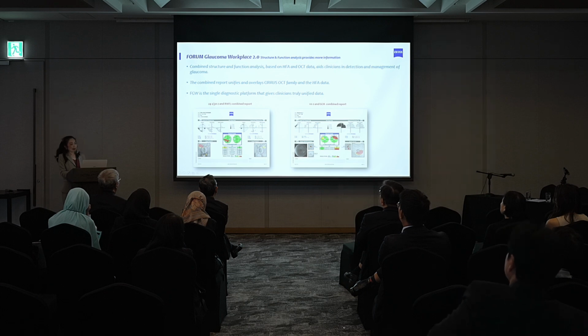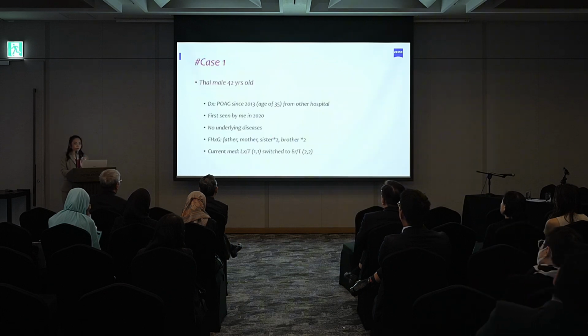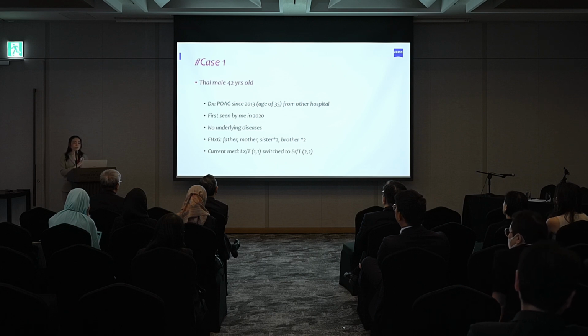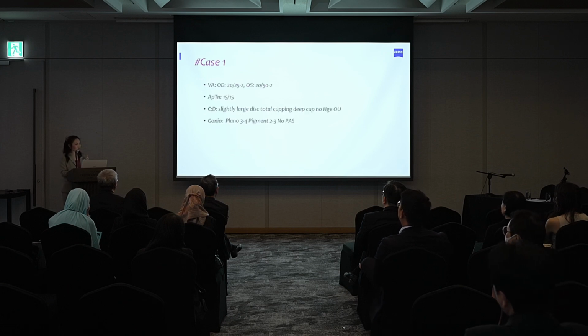Okay, all right. So let's go through my case. This is a Thai male, 42 years old. He saw me in 2020, and he had been diagnosed with POAG since 2013. That means at the age of 35, he had been diagnosed with glaucoma, from another hospital though. No underlying disease, very strong family history of glaucoma. He has been taking the fixed combination and then switched to something else because of, let me show you through.